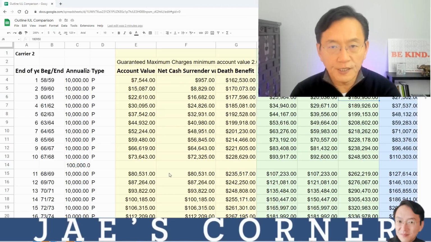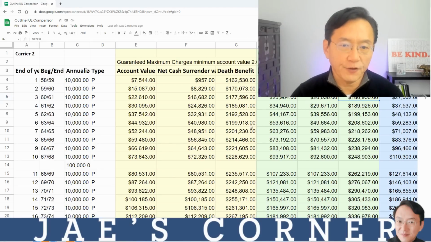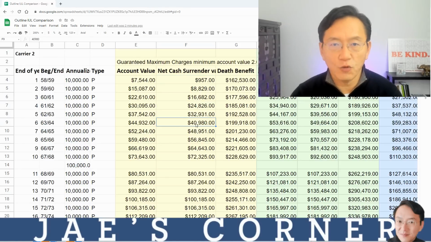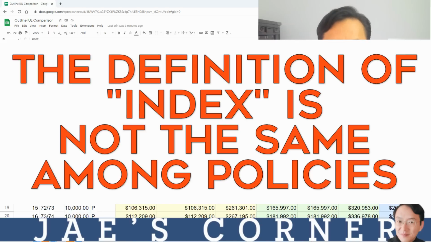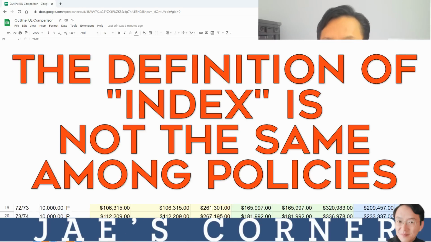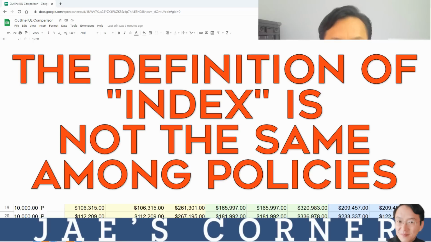You can see that the different net cash surrender value, this middle column here, changes from these different colored sets: 40,980, 49,664, over here 55,331.